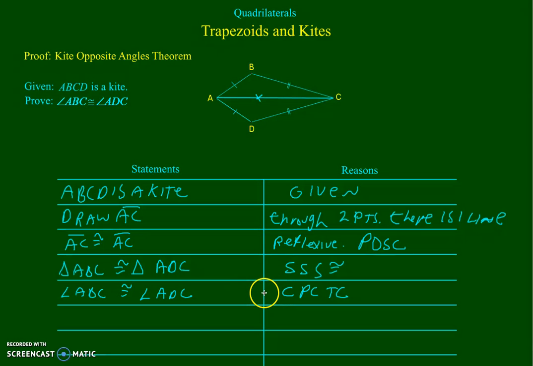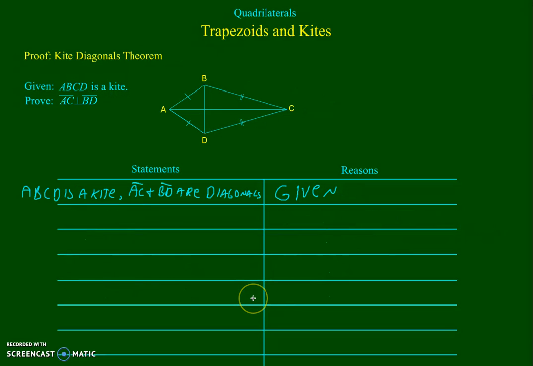And there's our proof. Now we're going to go ahead and prove the kite diagonals theorem. This proof is very similar, but it starts out a little different. We have ABCD as a kite, and we're given that AC and BD are diagonals. The plan for this proof is almost the same.